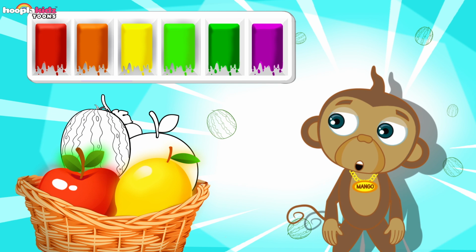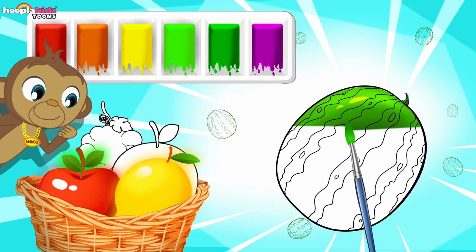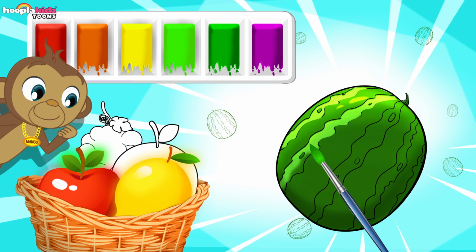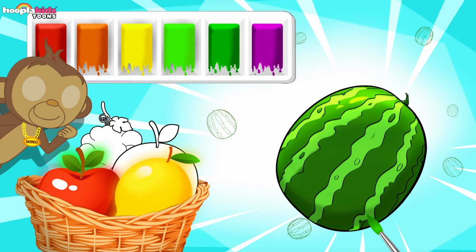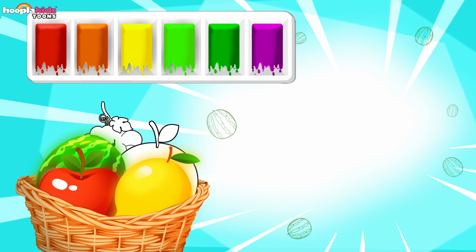Which one should we do next, Mango? Yay! What a great idea! Ooh, this is a big one. Green? I wonder what this is, Mango. Ooh, some light green stripes on it. Lovely. It looks so juicy. Yummy. Did you guess what it is yet? It's a... Yay! It's a watermelon, of course. And it's red on the inside. Oh, wow. And I love the colour green, don't you?